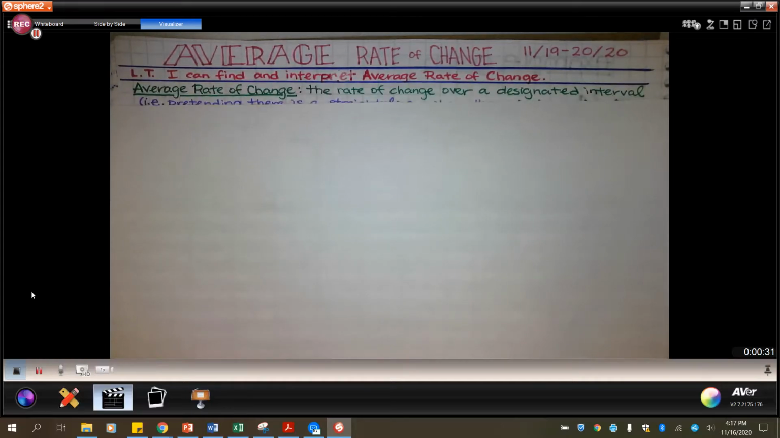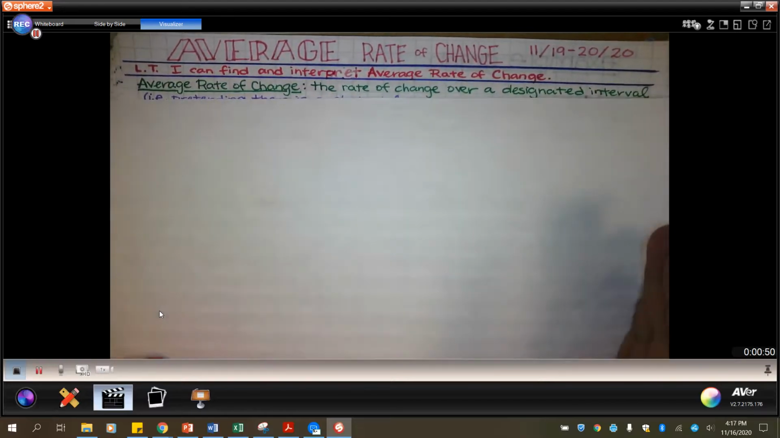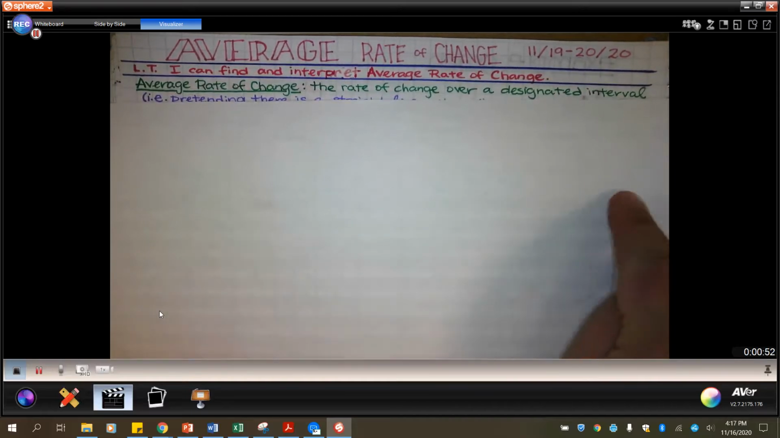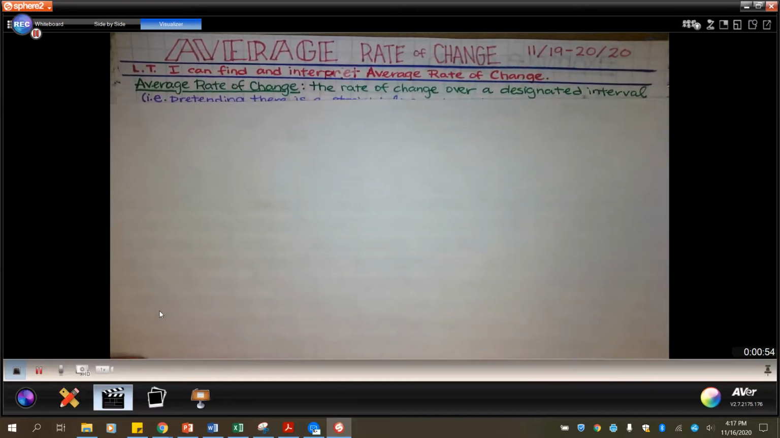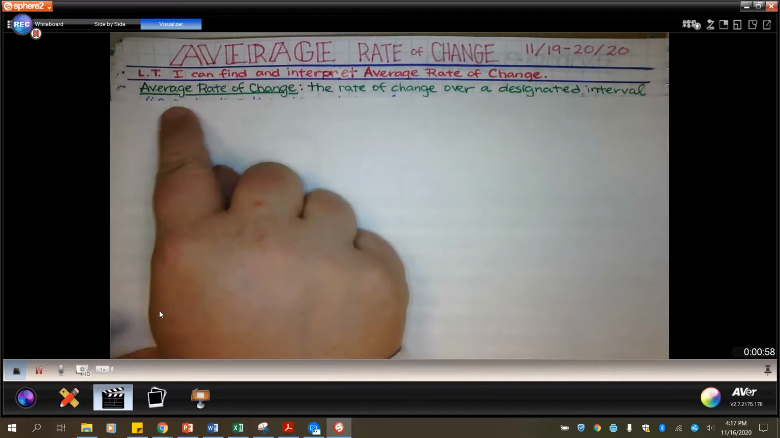Okay. So what is average rate of change? So average rate of change is the rate of change over a designated interval. And I know what you're thinking. You're like, well, wasn't that what we were doing before? Well, yes, but actually there were all these different rates of change, potentially, unless it was constant, then it's always the same. But if they're non-constant, then we need to find the average.